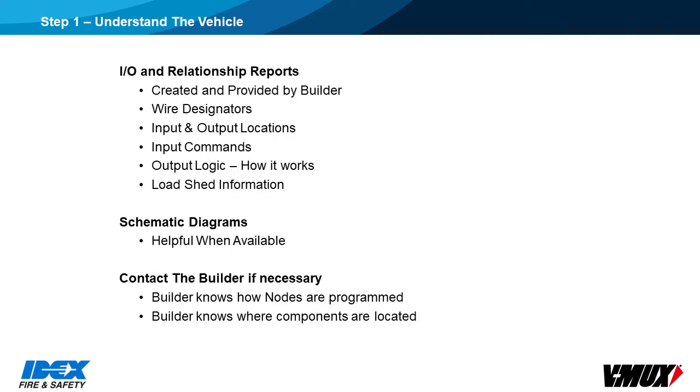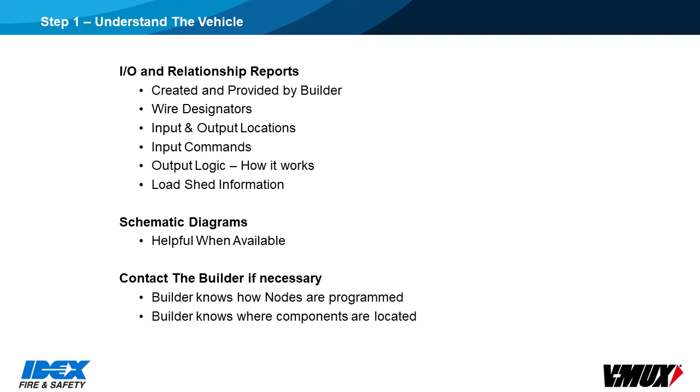Step 1. Understand the vehicle. The key to fixing any vehicle problem is understanding how it is supposed to work. Schematic diagrams are helpful when they are available. The I/O and relationship reports are spreadsheets that are generated by Vehicle Builder. They include information about wire designators, input and output locations, input commands, output logic, and load shed information.